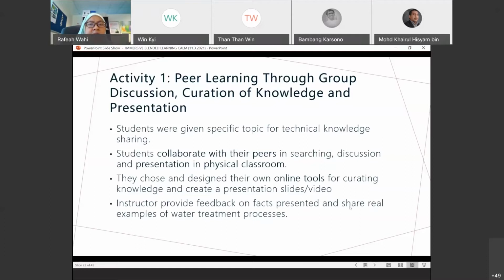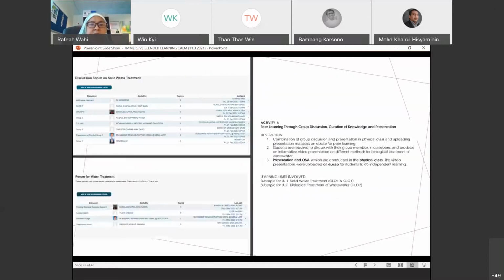And then share real examples of whatever topic that we are dealing with that day. For example, water treatment processes. All right. So these are some of the examples of record that we have on our eLib.